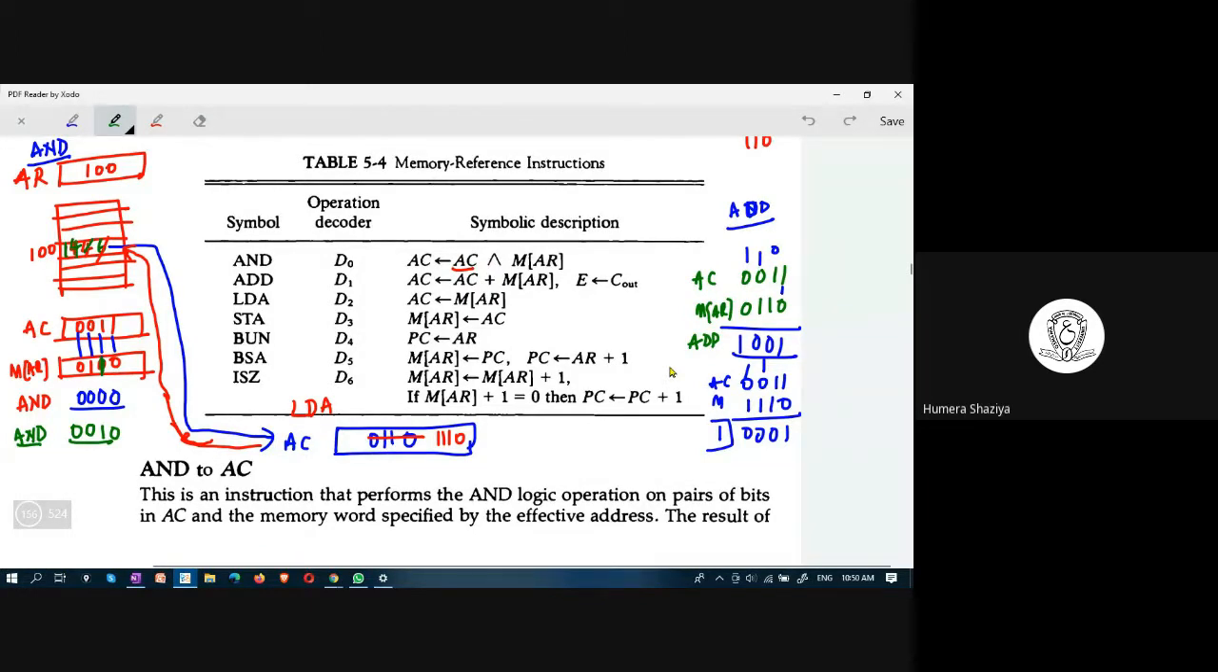Okay, so the next one is BUN. BUN means branch unconditionally. B for branch, U for unconditionally. BSA means branch, S for save, A for return address. Branch and save return address. BUN means branch unconditionally.